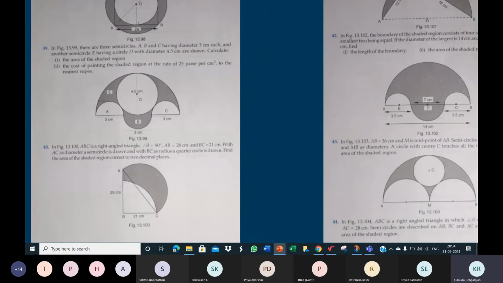346.5. Okay, now tell me the area of the shaded region. It's 294 plus 481.25 minus 346.5, which is 428.75, right? Yes, ma'am. 428.75. All right.